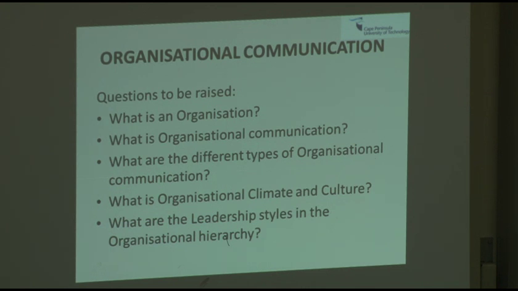Right. The third question that we will look at is, what are the different types of organizational communication? Remember, we just listed 8 types under communication theory. Will it be the same in organizational, or is it different? Right. Then we need to distinguish between the climate in an organization as well as the culture. What is the climate like in an organization, and what is the culture like, and how does it impact communication? And then lastly, what we will look at is, what are the leadership styles in an organizational hierarchy? Right.